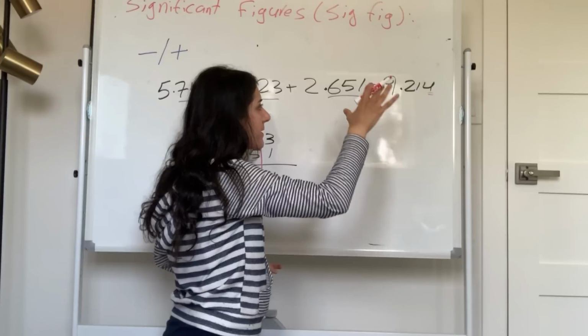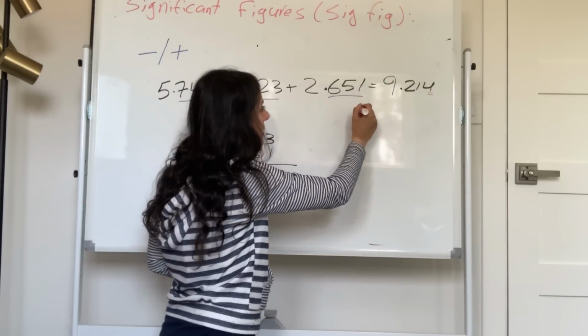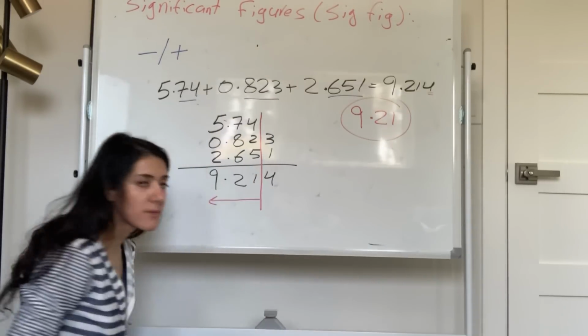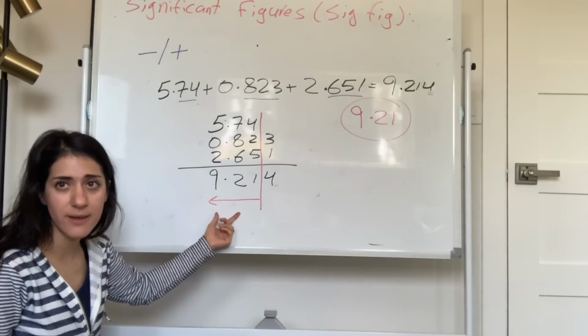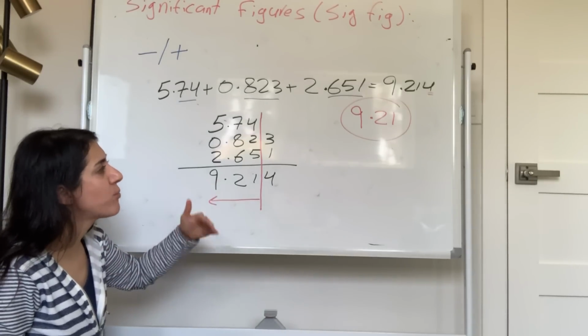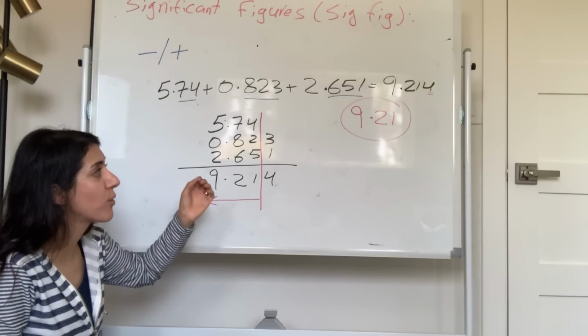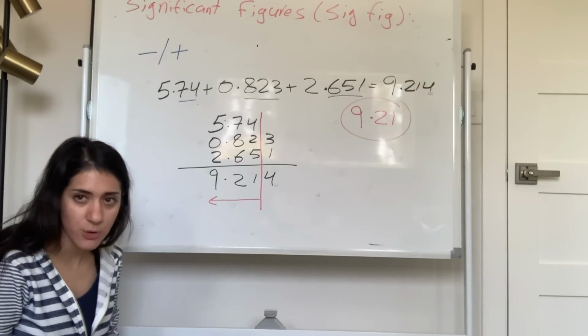1 to 4, you always round down. So my answer is 9.21, because I'm supposed to have 3 sig fig. Again, if this was 9.216, I will round up to 9.22. But 4, you round down. Okay, so far so good.